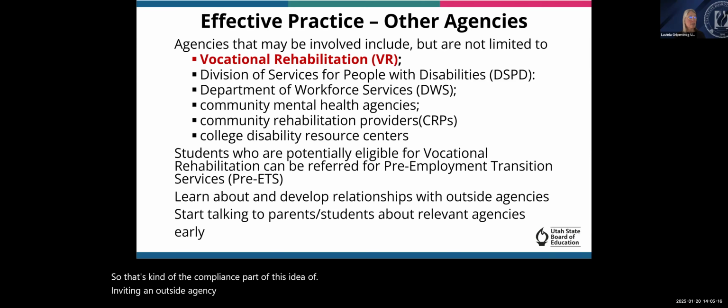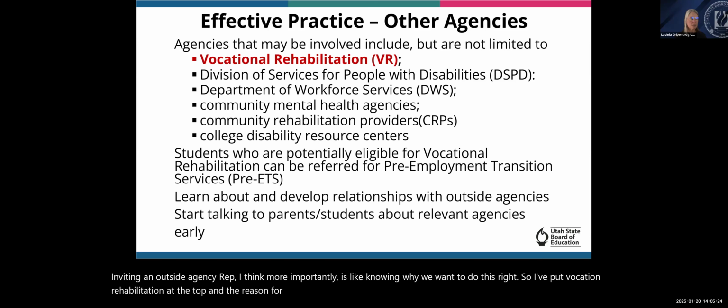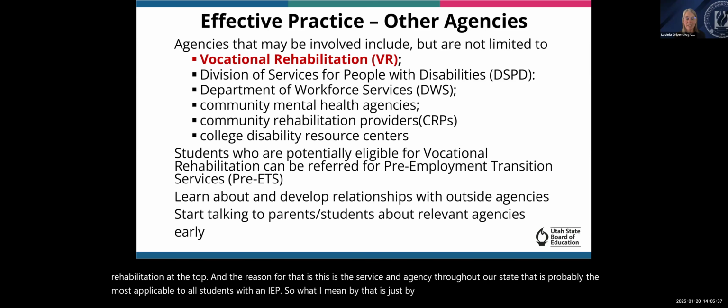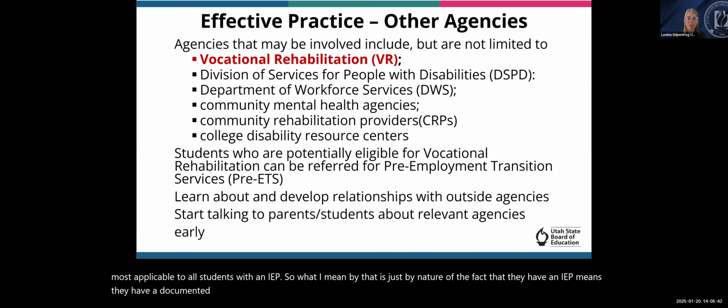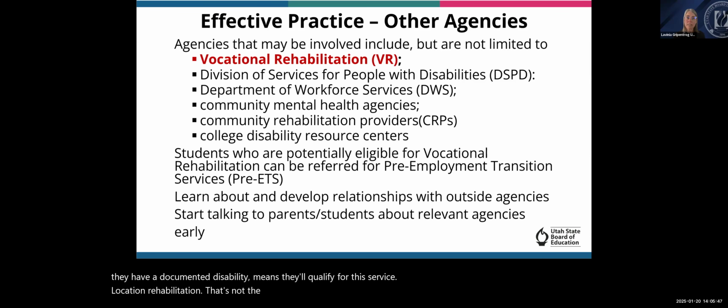I think more importantly is knowing why we want to do this, right? So I've put vocational rehabilitation at the top, and the reason for that is this is the service and agency throughout our state that is probably the most applicable to all students with an IEP. So what I mean by that is just by nature of the fact that they have an IEP means they have a documented disability, means they'll qualify for this service called vocational rehabilitation. That's not the case with the other services listed here necessarily, right? So VR is kind of the obvious one. It's like the big one.